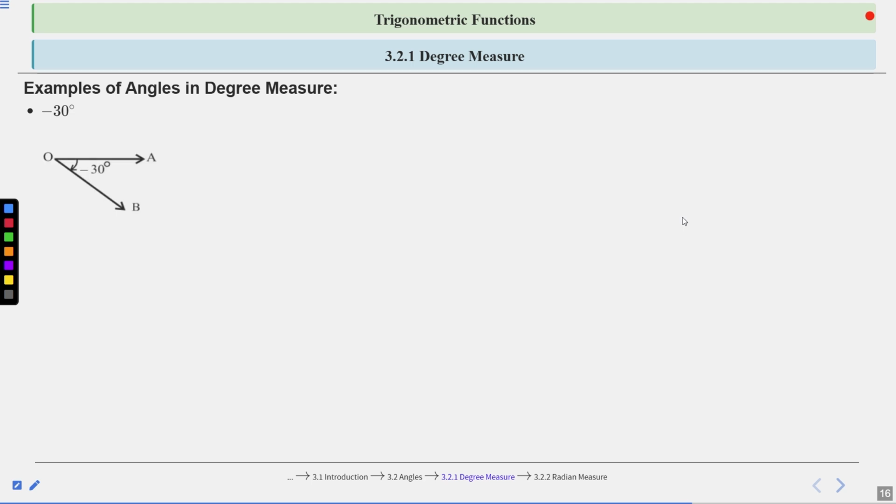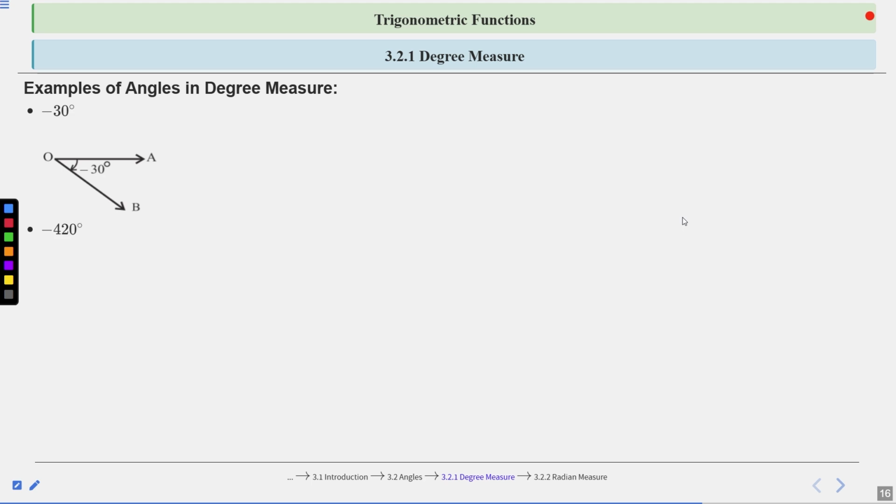As you can see from this representation, initial side OA, and because it is negative, we are moving in the clockwise direction, following the clock needle's path. So the final position is OB. Clear? The magnitude of your rotation is simply 30 degree.